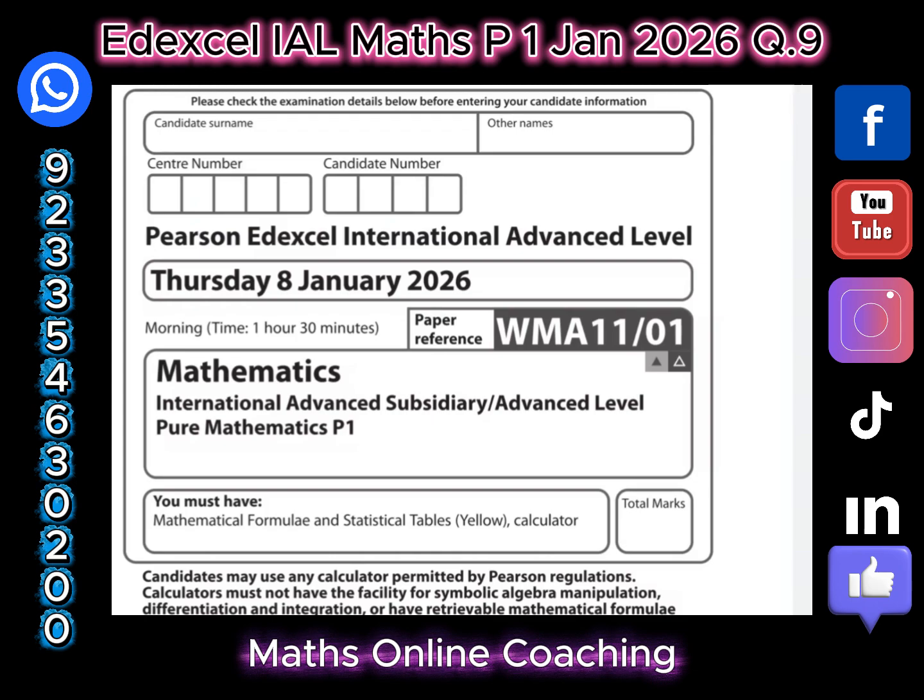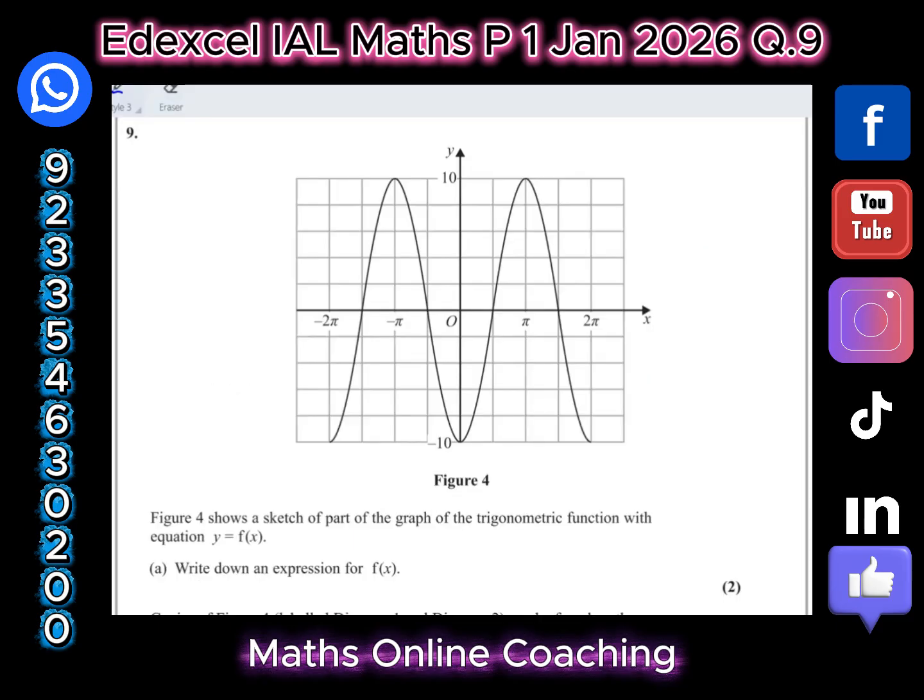Today we are going to solve a question paper of Pearson Edexcel International A-Level Mathematics, Pure Mathematics 1, January 2026, with paper code WMA1101. Question number 9. Figure 4 shows a sketch of the part of the graph of a trigonometric function with the equation y is equal to f of x. Part A. Write down an expression for f of x.